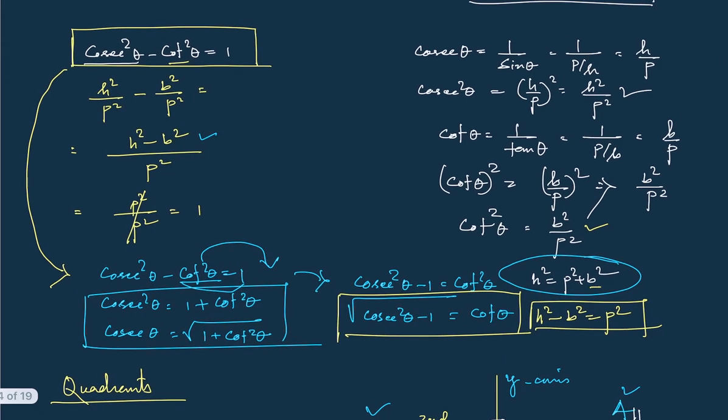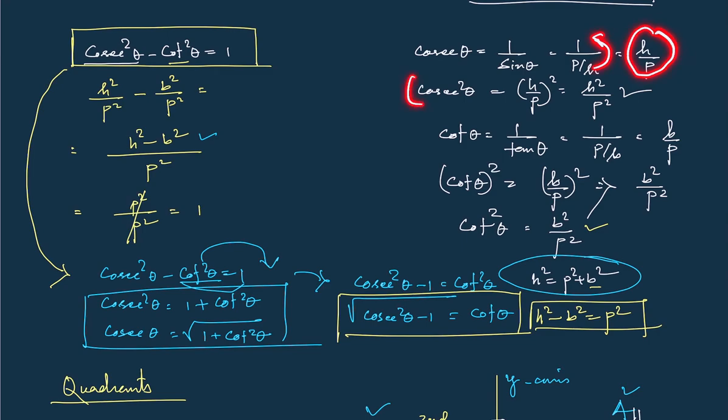Next you can see cosec square theta minus cot square theta is equal to 1. What is cosec theta? Cosec theta is equal to 1 by sin theta. What is sin theta? Sin theta is p by h. So cosec theta is h by p.